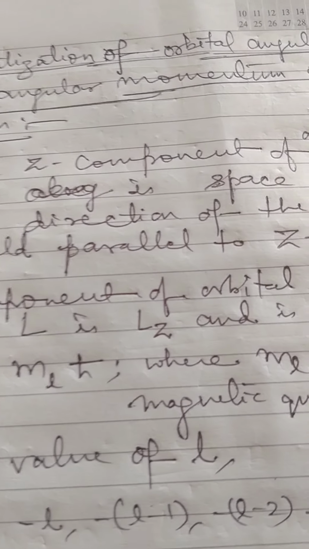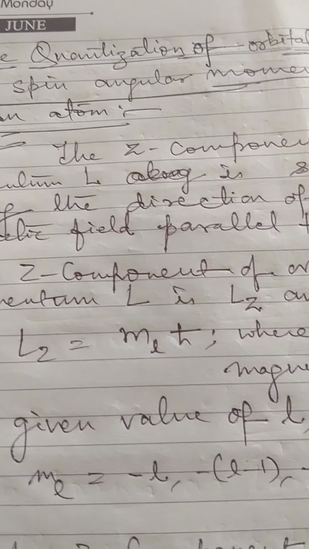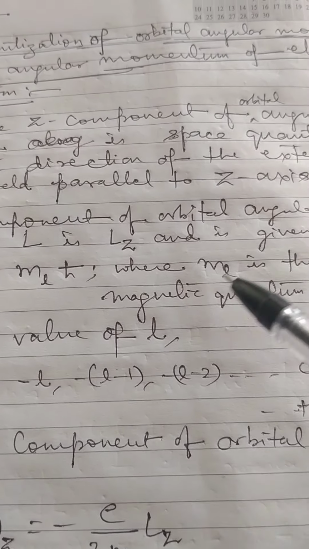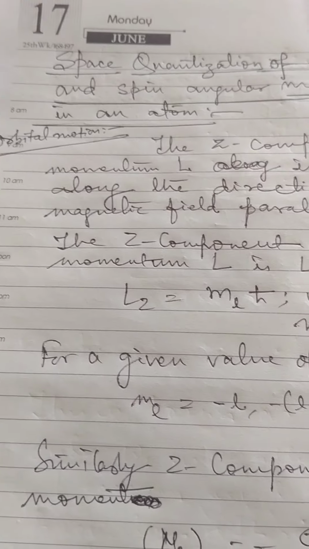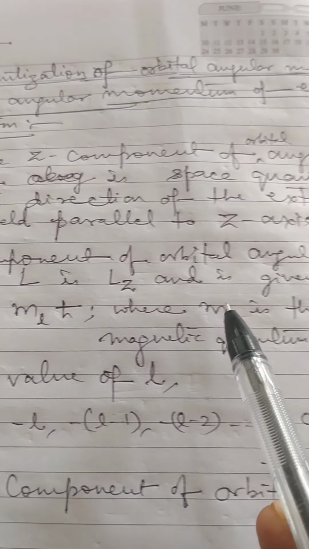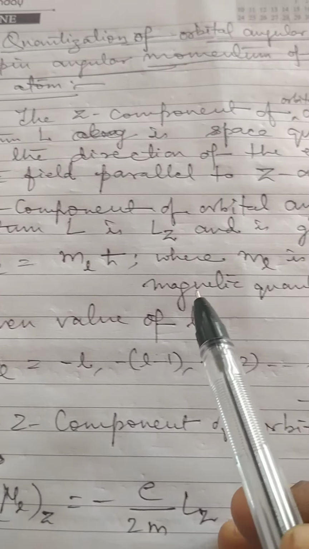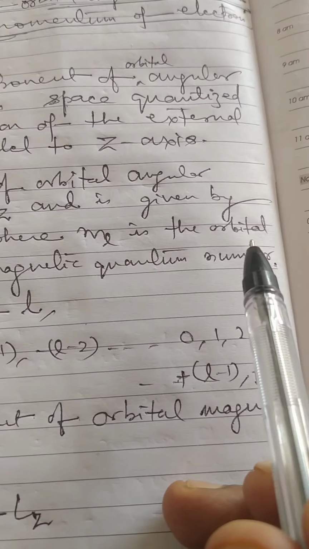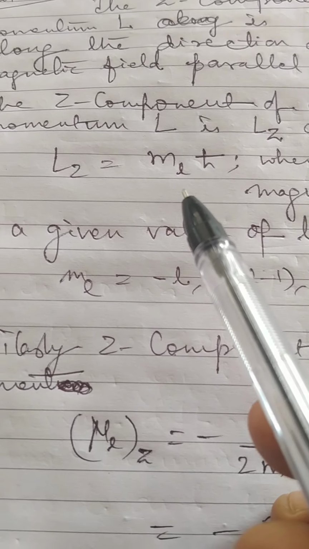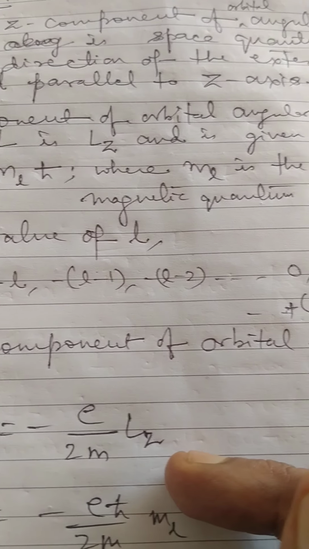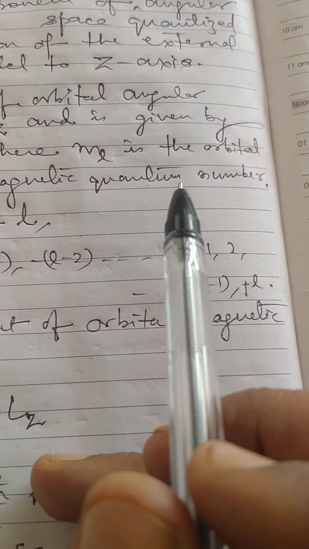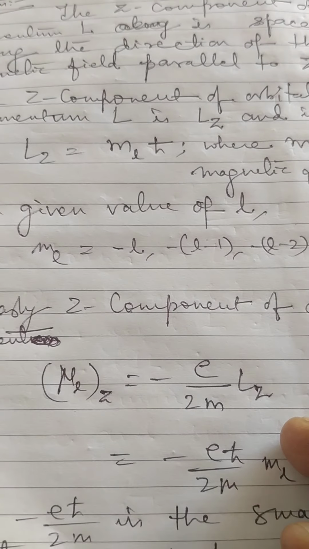The z component of the orbital angular momentum L is space quantized. L is space quantized along the direction of z, in which the external magnetic field is applied. So how is it? The z component of the orbital angular momentum L is Lz, and is given by Lz is equal to ml h cross, where ml is the orbital magnetic quantum number.